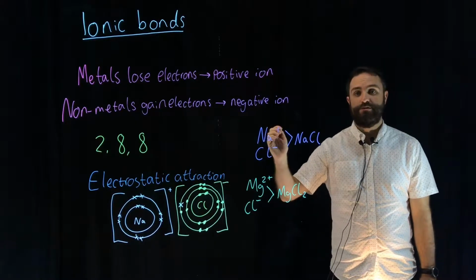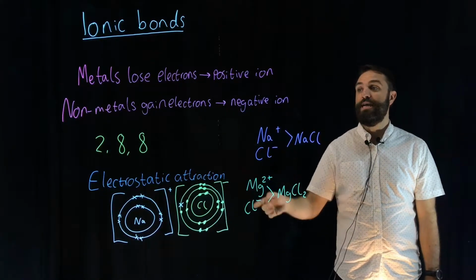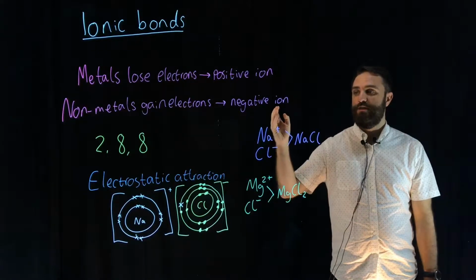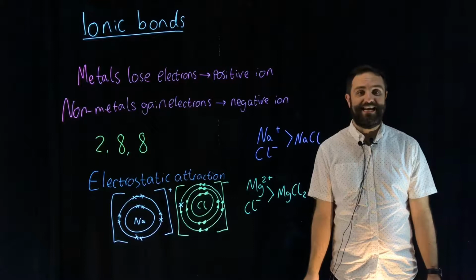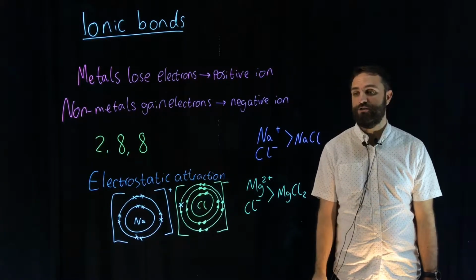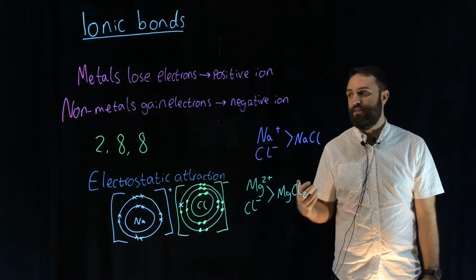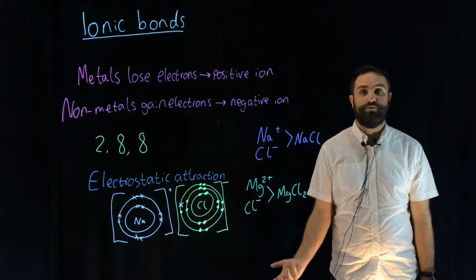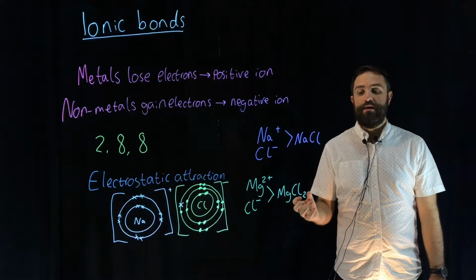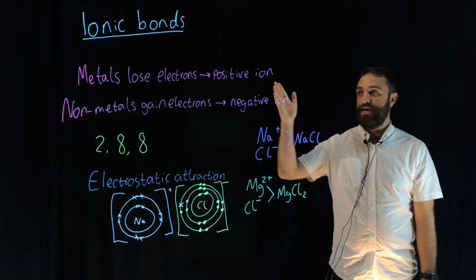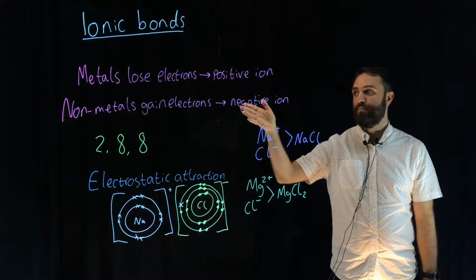The non-metals, except for hydrogen, gain electrons because they are trying to fill their shell up. If you gain electrons, you end up with a negative ion. Electrons have a negative charge. But eventually they will get the same electron configuration as one of the noble gases, which means that they will be stable.